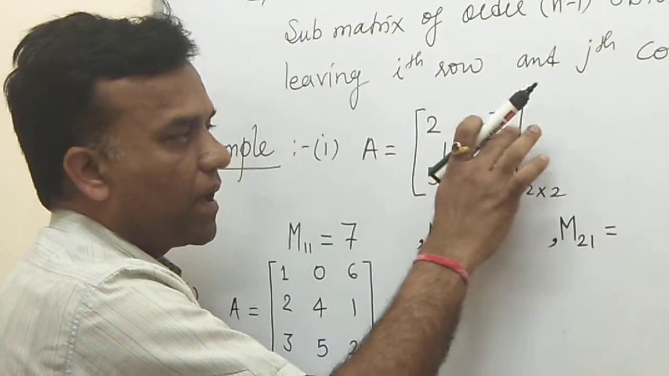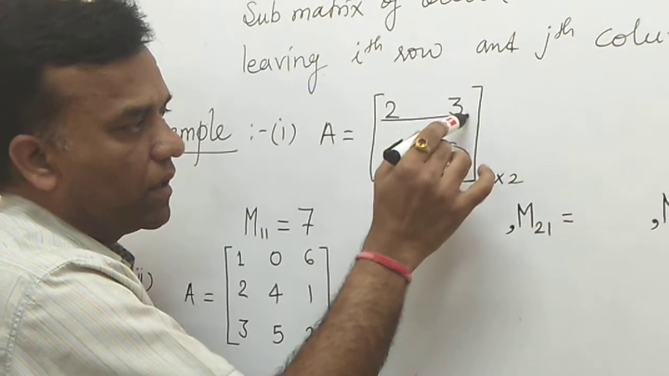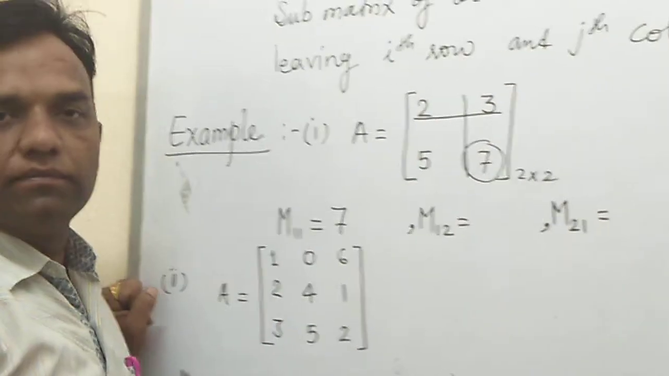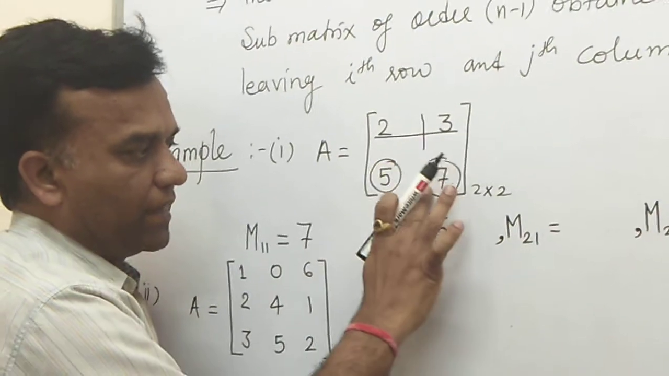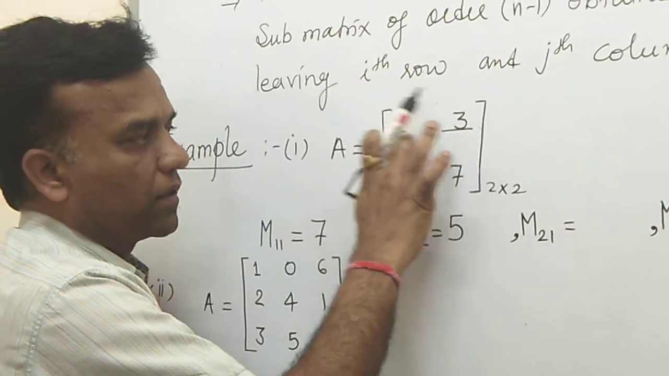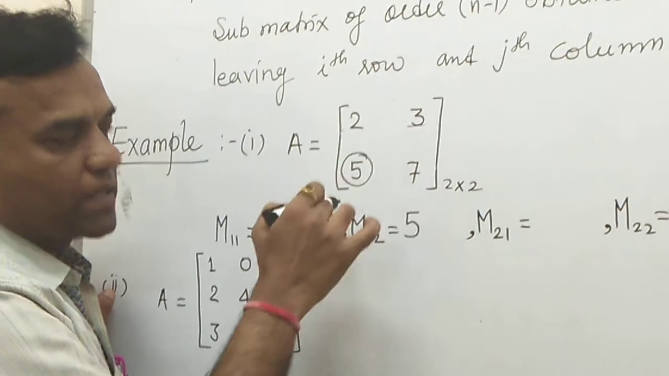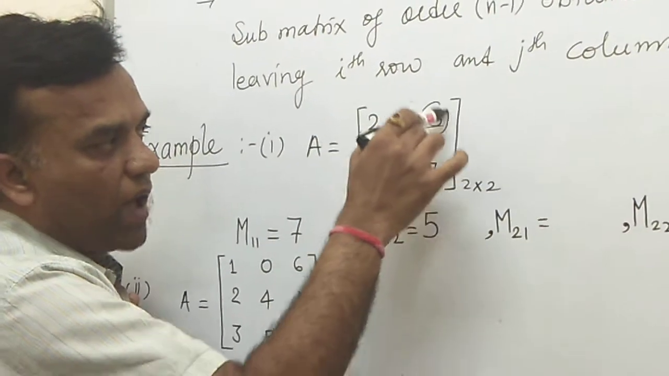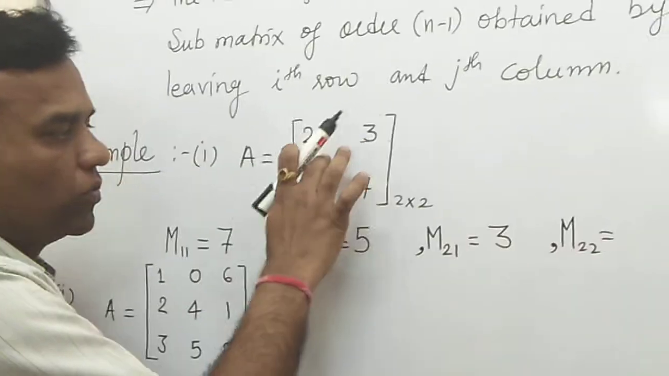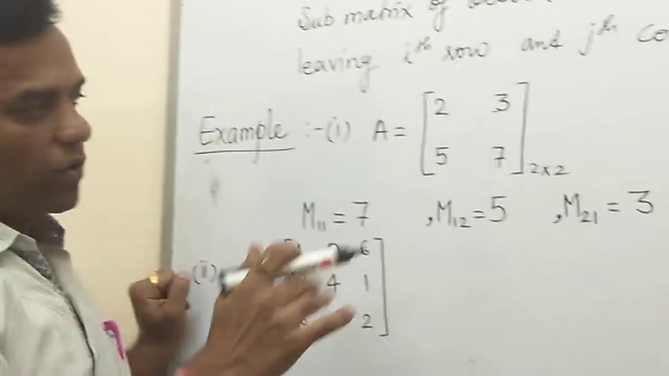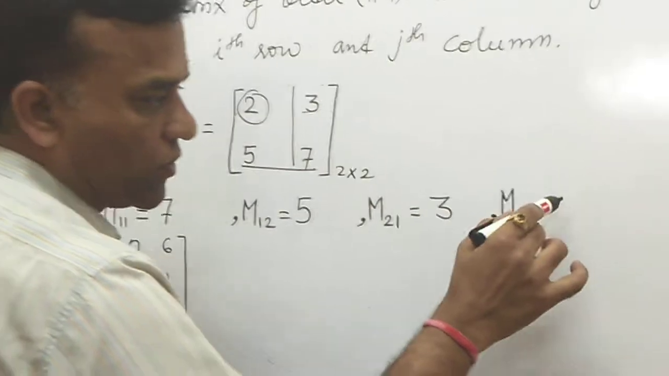Similarly, M12. 12 means first row and second column. So your value is 5, and you write down 5 here. Then M21. Now I think it's easy going. 21 means second row and first column. Second row and first column means you have 3, so you write down 3 here. Similarly, M22. 22 means second row, second column. Then your value is 2, so you write down 2 here.